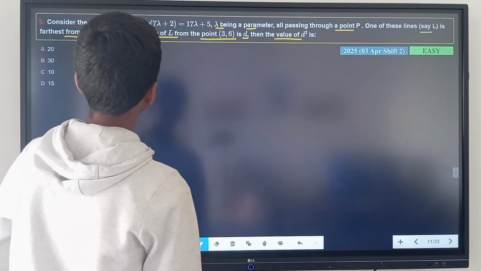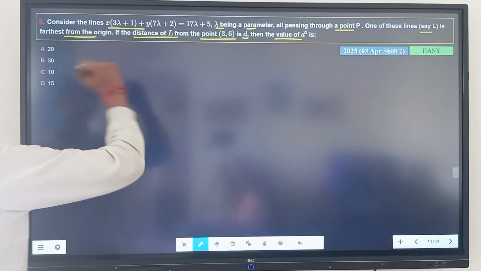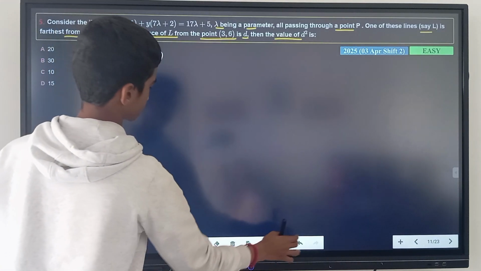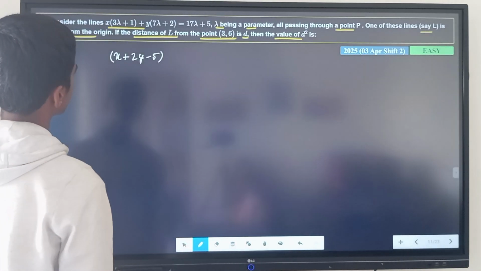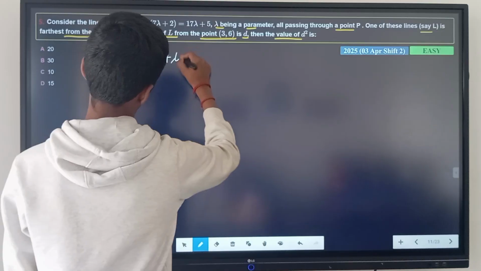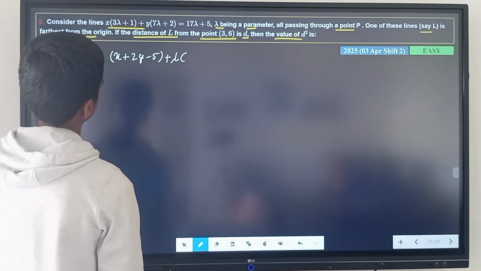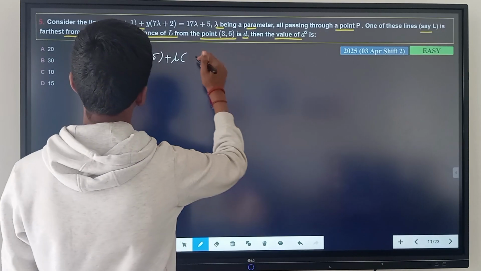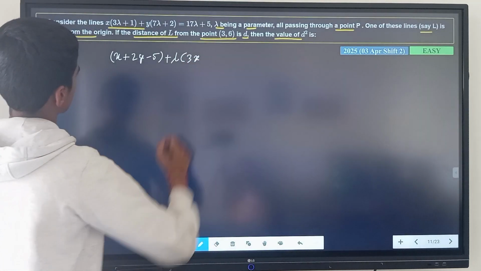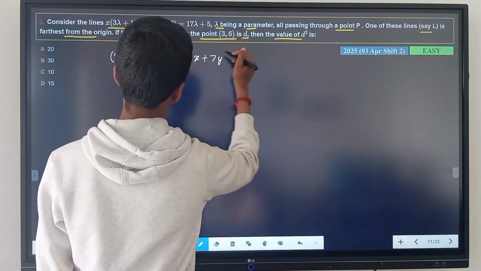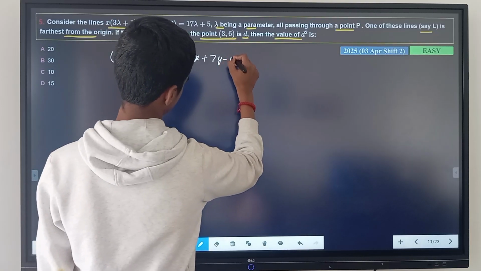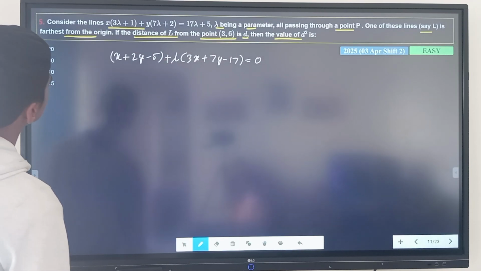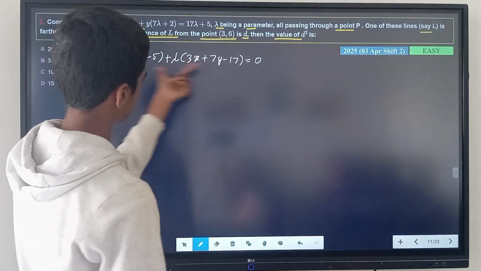Now first let's write this line neatly. We will get x plus 2y minus 5 plus, let's take lambda common, then we will get 3x plus 7y minus 17 is equal to 0. Now let me check once more. Yes.